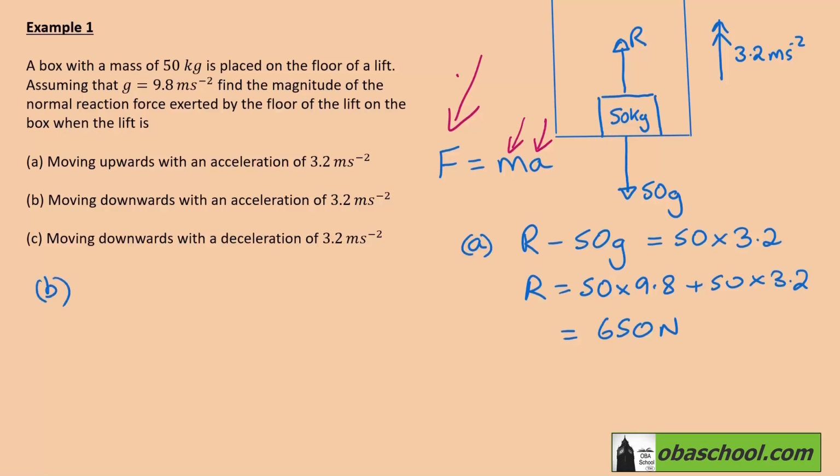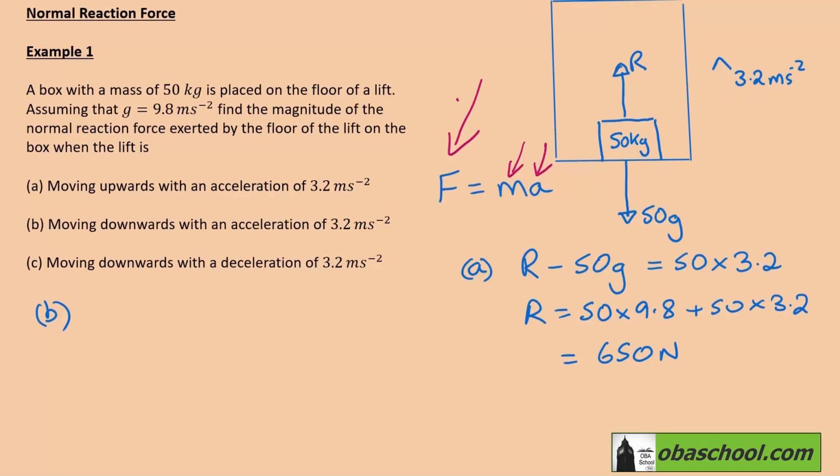Now for part B. It's moving downwards with an acceleration of 3.2 meters per second squared. So in this case, the acceleration is now downwards. For the box to be accelerating downwards, the 50g now has to be greater than R. So once again, substituting into F equals ma, the resultant force would be 50g take away R. It's sensible to take downwards as positive. And that would be 50 times 3.2.